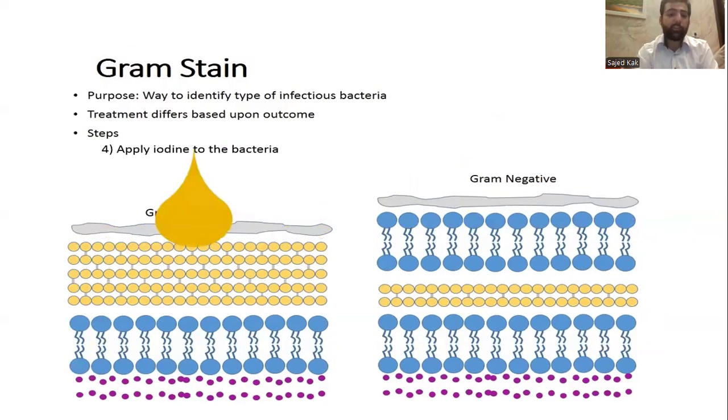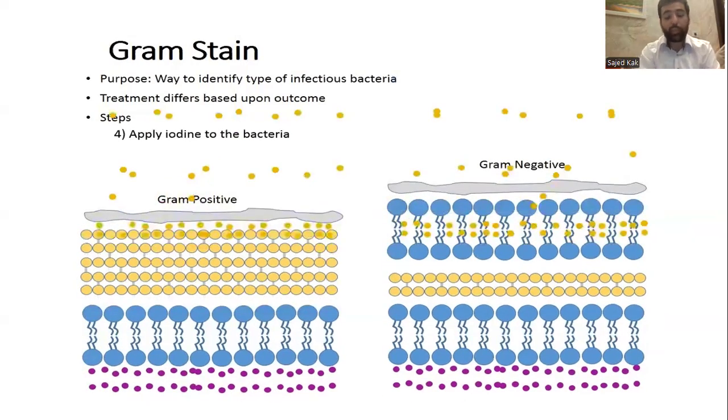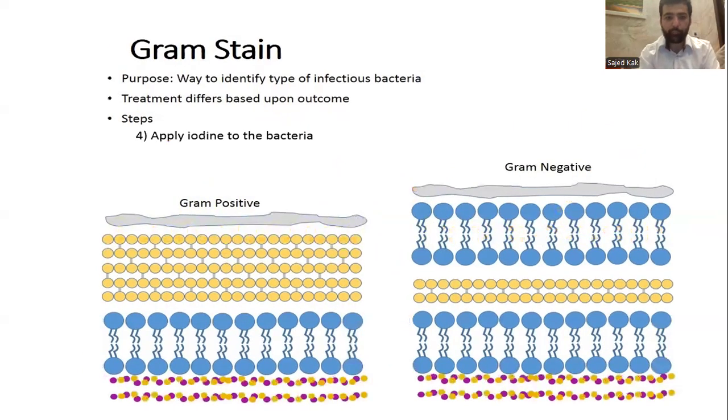Then we apply iodine to the bacteria. We will discover at the end which is gram-positive and which is gram-negative. As you can see in the gram-positive, the iodine and the crystal violet clumped together and formed a larger molecule.